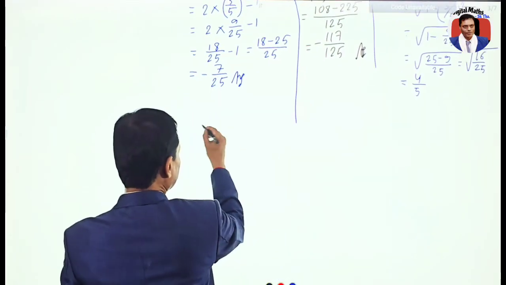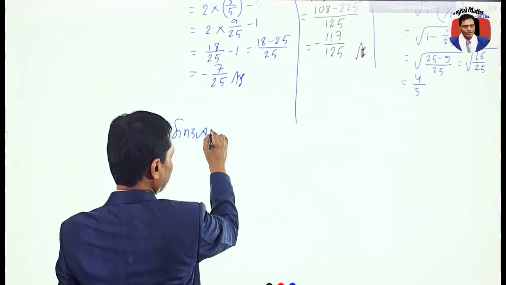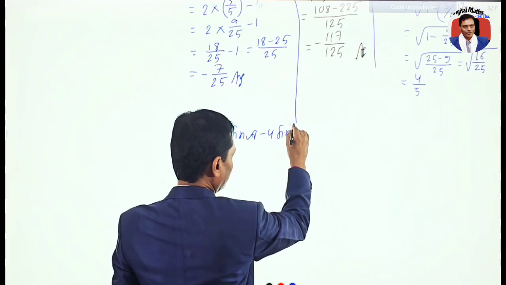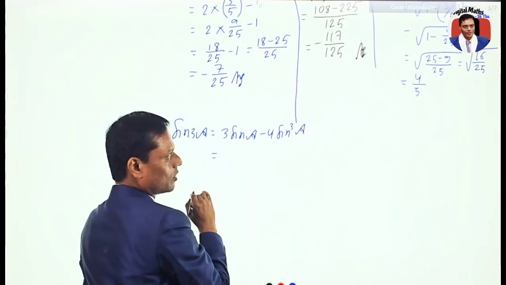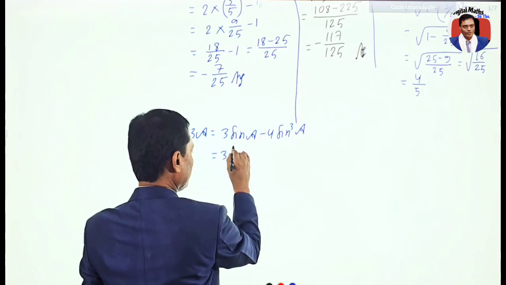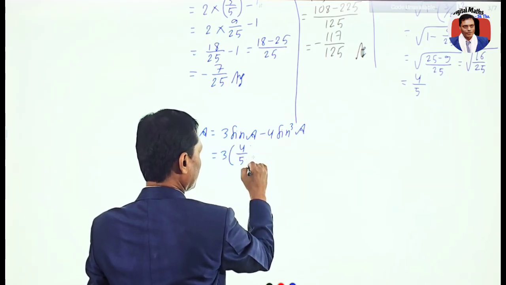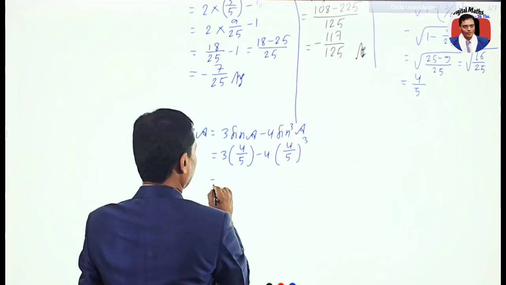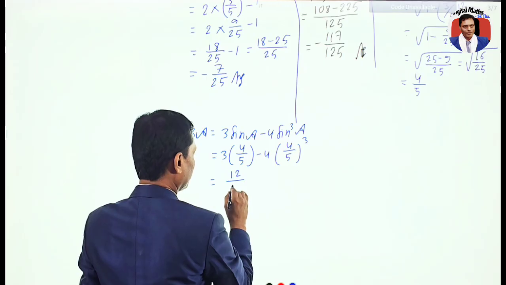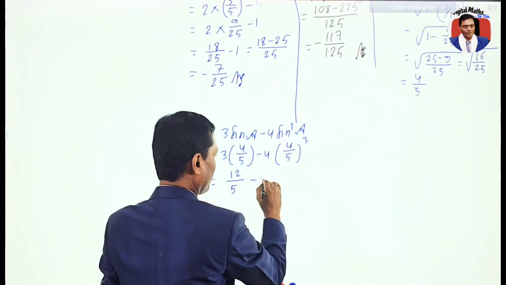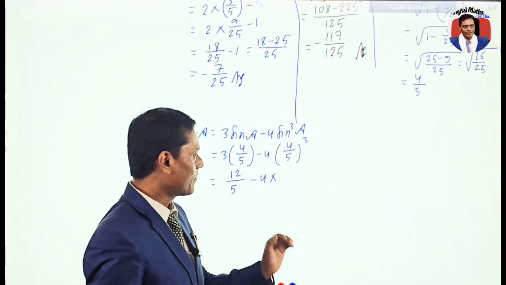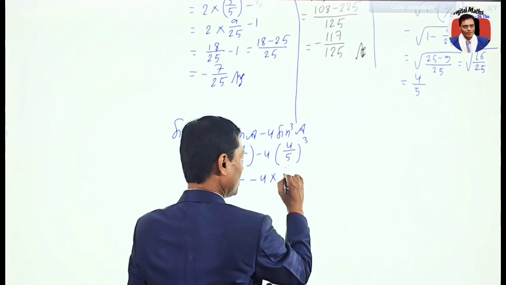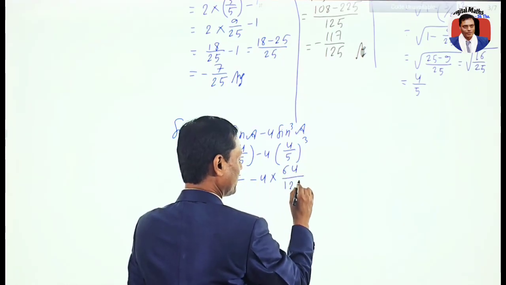So sine 3a equals 3 sine a minus 4 sine cube a. Just put the value of sine a, that's 4 by 5. That is 3 times 4 by 5 minus 4 times (4 by 5) to the power 3. Here that's 12 over 5 minus 4 into 4 to the power 3, which means 4 into 4 into 4. 4 fours are 16, 16 fours are 64, so 64 over 125.